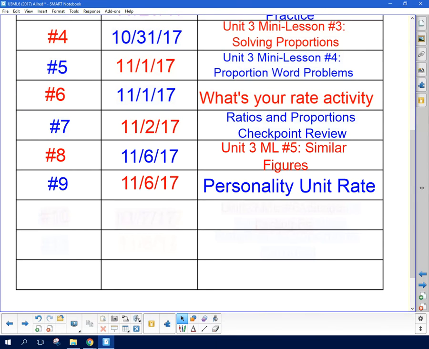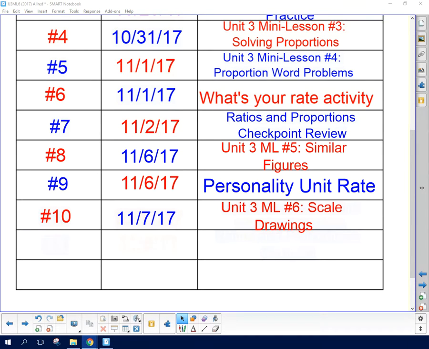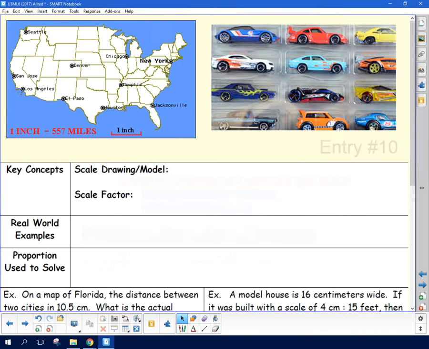Like I said, this is Unit 3 mini lesson number 6, and it happens to be the 10th entry in the table of contents, so please keep that in mind. Please write that in your table of contents if you have not done so yet, okay? We're going to get started with today's notes by writing entry number 10 on the top right-hand side of our paper, and then we're going to talk about a couple key concepts.